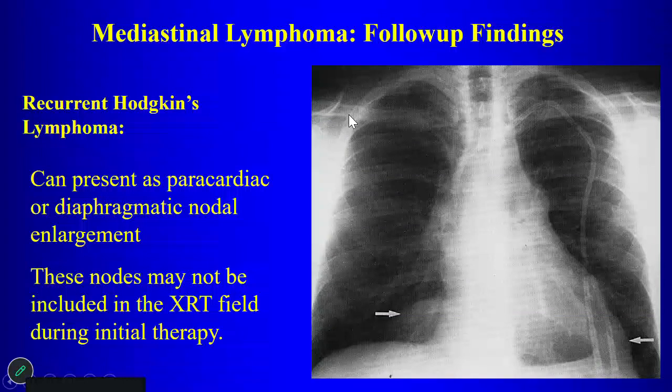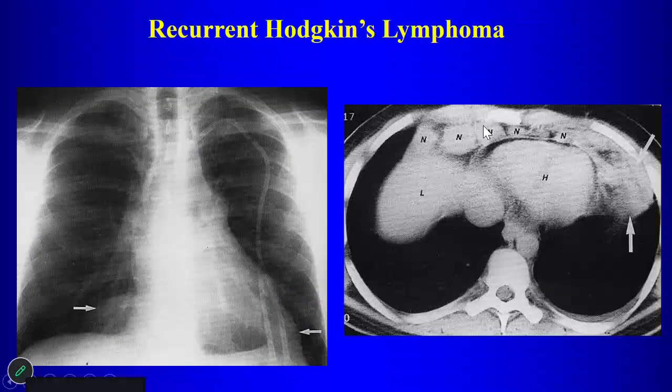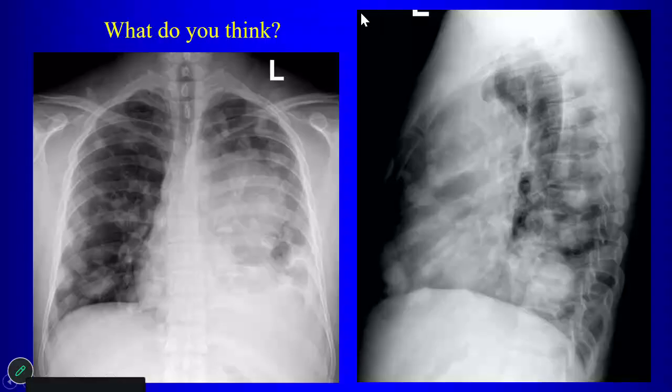Other things that can occur, you can get recurrence, especially in the cardiophrenic angles, right? So a patient with lymphoma presents in follow-up with a cardiophrenic angle mass, that can be recurrent lymphoma. That can occur as an example. All these nodes in the cardiophrenic angle are from recurrent Hodgkin's lymphoma in that particular patient.